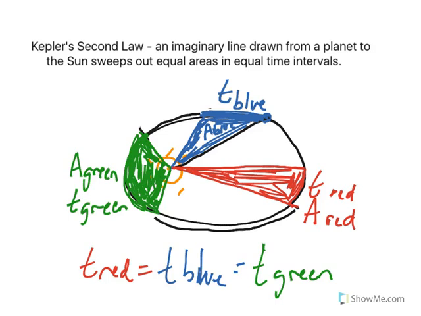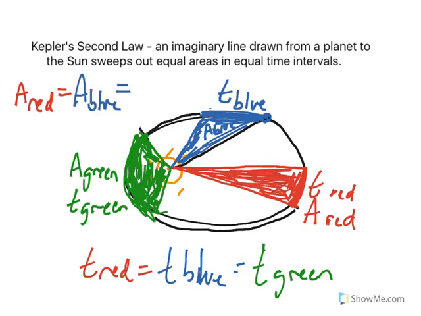The amount of time it took for the planet to traverse the blue part of the orbit is the same amount of time as the planet took to traverse the green part of the orbit, which is the same amount of time that the planet took to traverse the red part of the orbit. Similarly, the red area is equal to the blue area, which is equal to the green area.